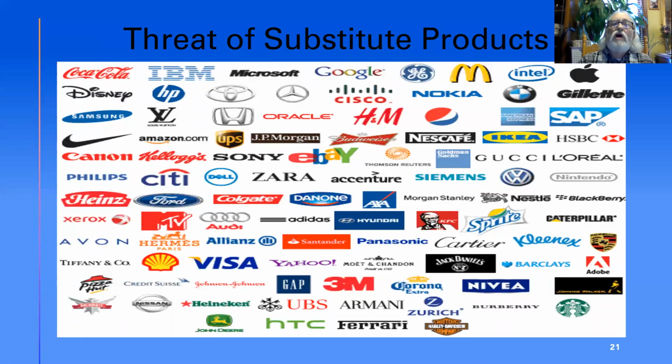Here's some substitute products, just a tiny smattering of logos and product names and so forth. And this is just a tiny number of all the companies, of course, that are out there. But it just gives you an idea of all the different products in so many different industries that really form the basis of our competitive rivalry.